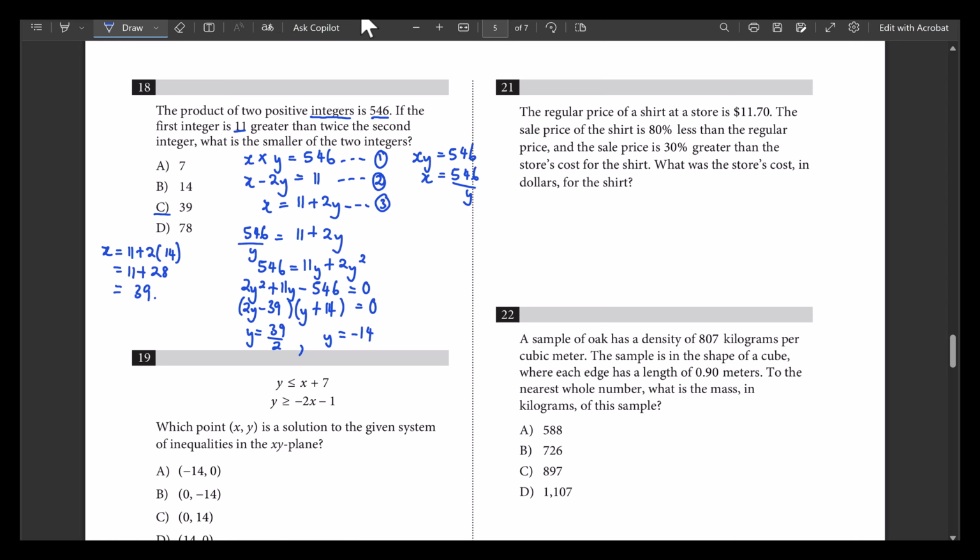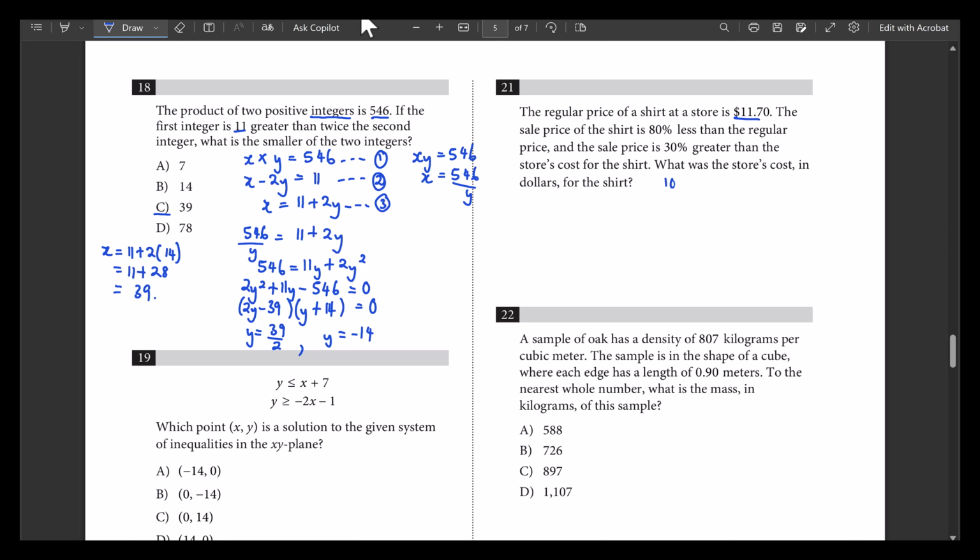Number 21, the regular price of a shirt at a store is $11.70. The sale price of the shirt is 80% less than the regular price, and the sale price is 30% greater than the store's cost for the shirt. What was the store's cost in dollars for the shirt?